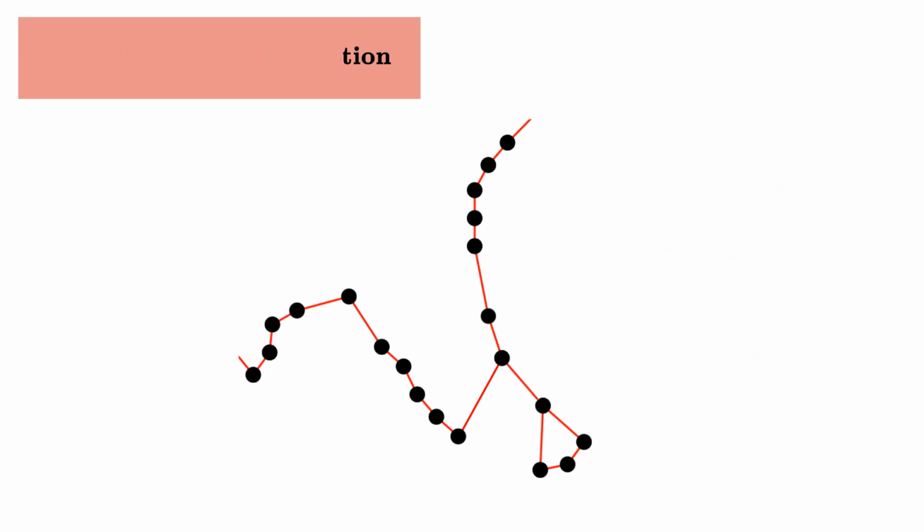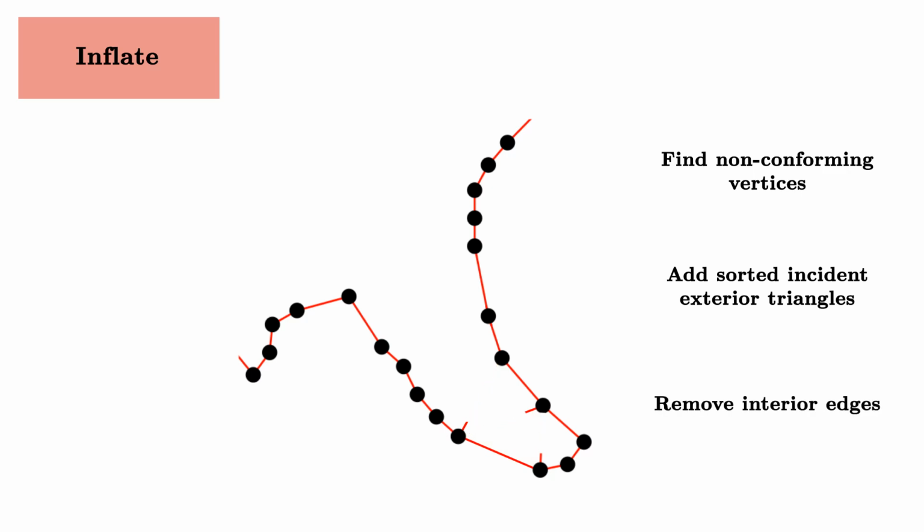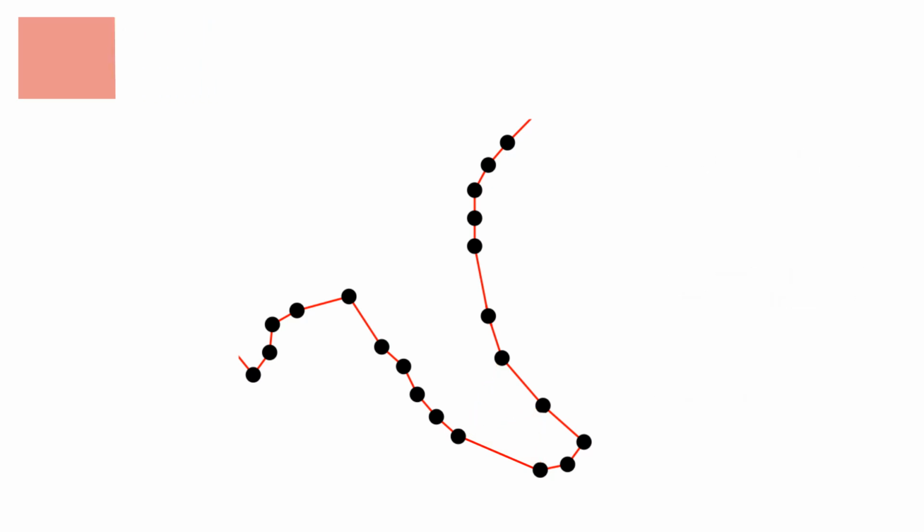case of holes. We find vertices with degree greater than 2, which means that they are non-conforming, and add incident exterior triangles as candidates. We sort candidates by the least increase in the total boundary length of the curve. This is computed by adding the length of new edges and subtracting the length of removed ones. When a candidate triangle is added, we add all of its edges to the current reconstruction. We then remove interior edges that are not part of the boundary.